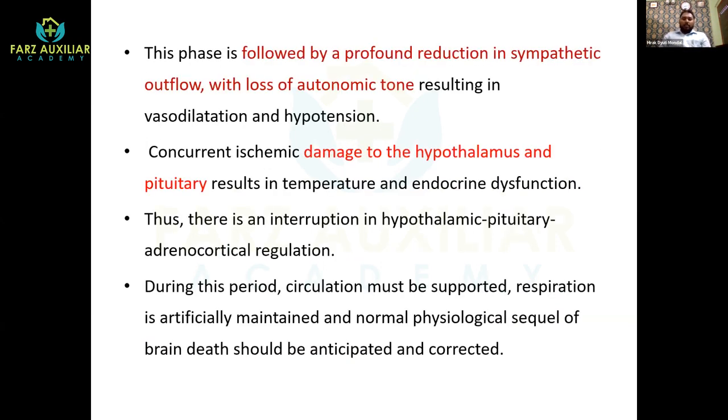After this phase, there is a profound reduction of sympathetic outflow, and there is loss of autonomic tone, causing vasodilatation and hypotension. There occurs damage to the hypothalamus and pituitary, resulting in temperature and endocrine dysfunction, and there is interruption of the hypothalamo-pituitary adrenal axis. At this period, circulation must be supported, and artificial respiration must be started.